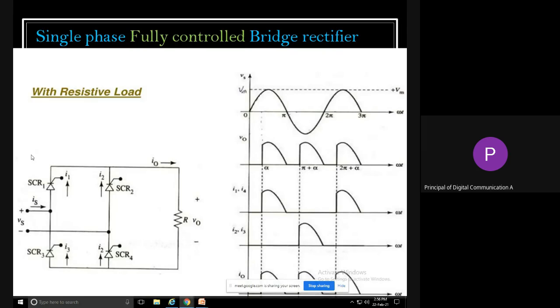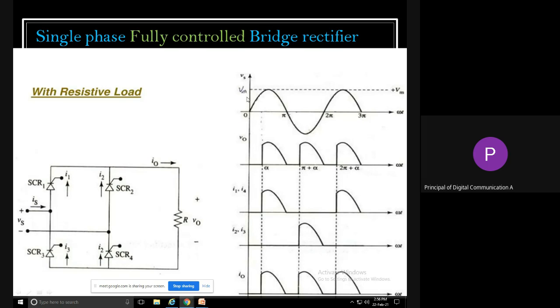So what is its scenario? As with our normal bridge rectifier with normal diodes that we have learned, we remember the same thing here, just replace all the diodes by SCRs. So 4 normal diodes are being replaced by the 4 SCRs, SCR 1, 2, 3, 4. Besides that, the waveforms are also shown. Similarly, as we have seen for the last point, the same waveforms you can observe over here.